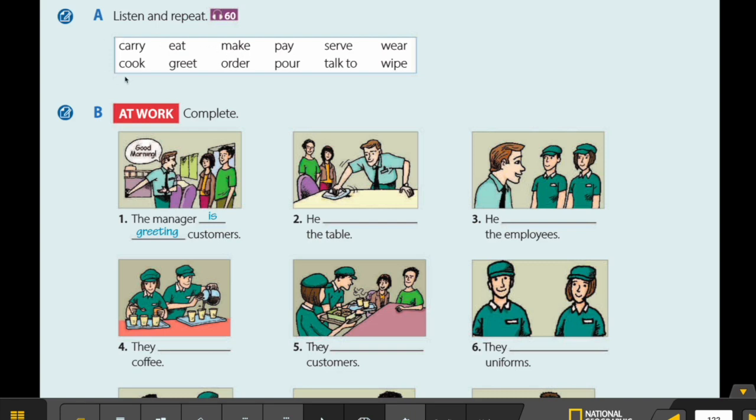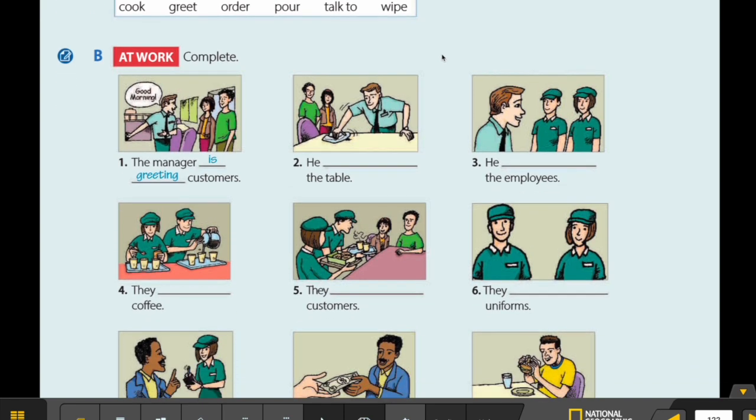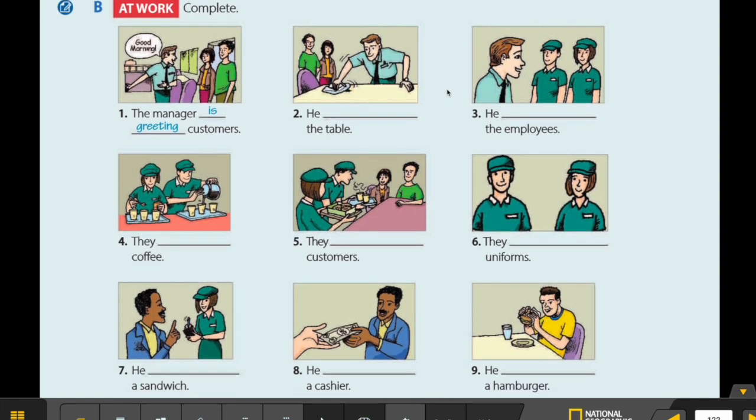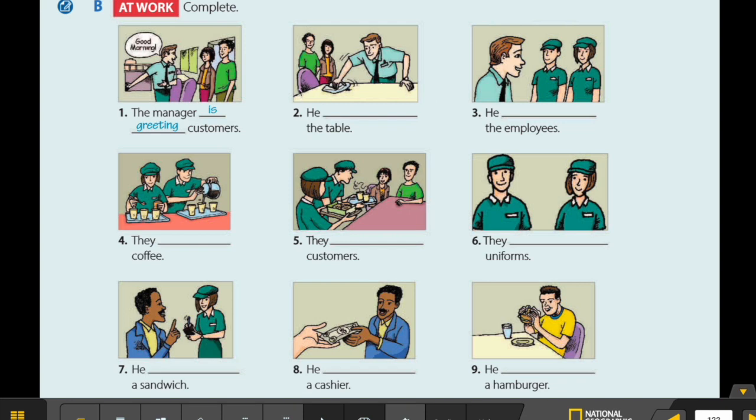So find the meaning of these words, the ones you don't know, in the dictionary or on the internet, and then do exercise B. In exercise B, you have to complete the sentences using present continuous. For example, good morning. The manager is saying good morning to the customers, right? So what is the manager doing? The manager is greeting customers.